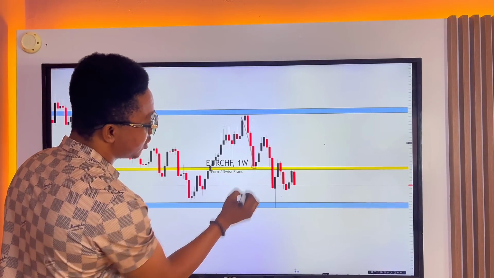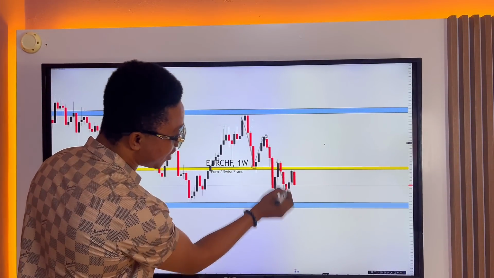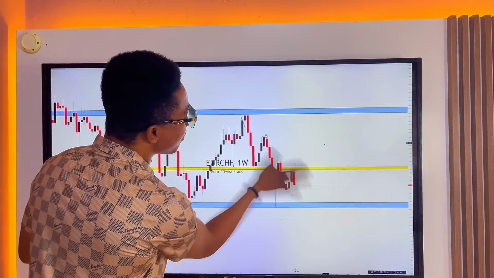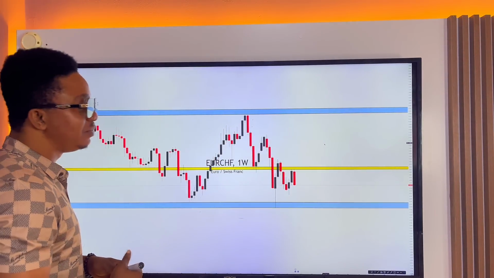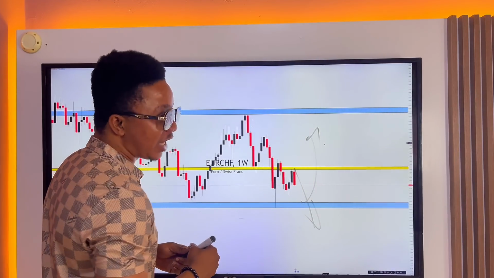Price made a push, an exhaustion, another push to the downside, another exhaustion, another push, another exhaustion, and we are dropping all the way down. So you can clearly see here on the weekly time frame that we are in a downtrend. Which means that on the monthly, we are continuing all the way down. We are not going to the upside.